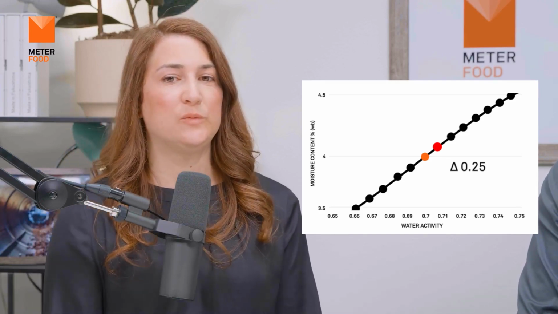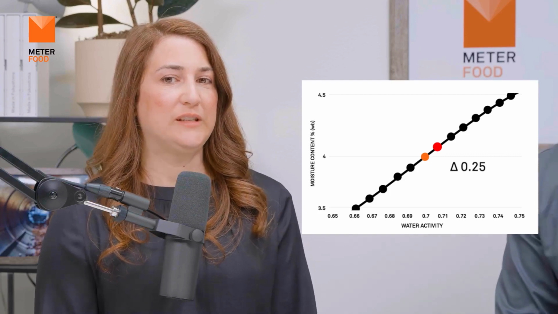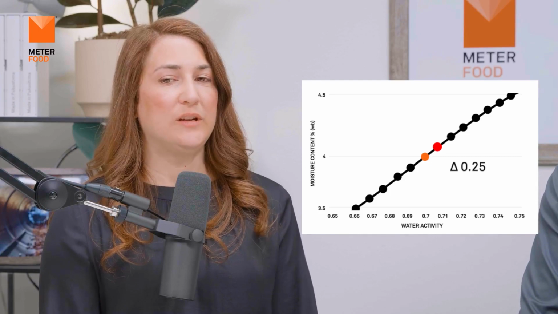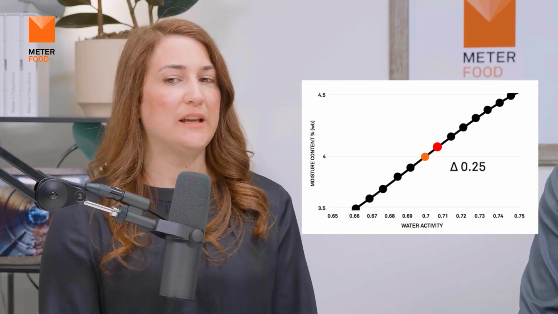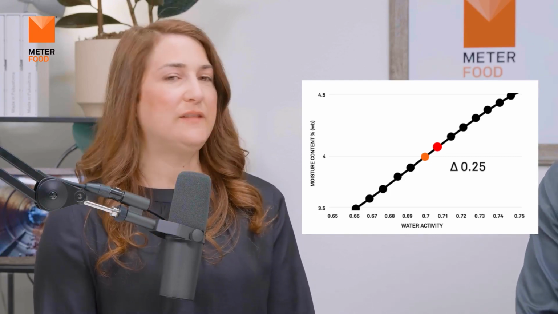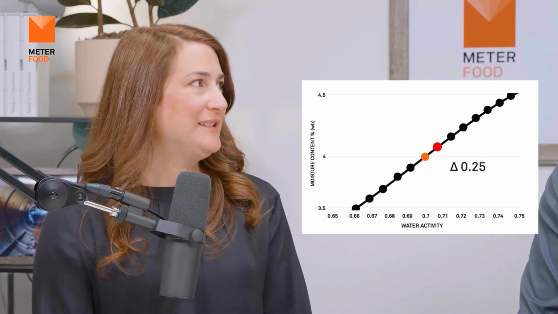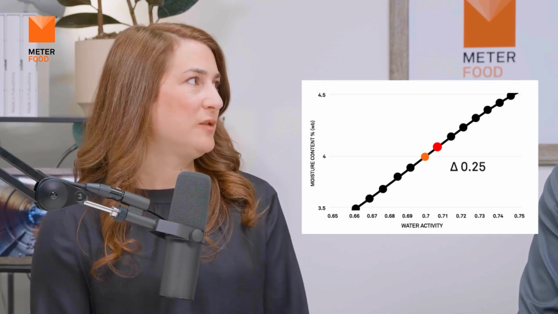When we look at the isotherm, we'll notice that even if we just scooch it up a little bit, a 0.25% increase in moisture content actually puts us at 0.7 water activity, which is where mold can start growing. So that is a big deal. If you don't know, when you have this variability in the one measurement that you're using, it's not telling you all that you need to know.